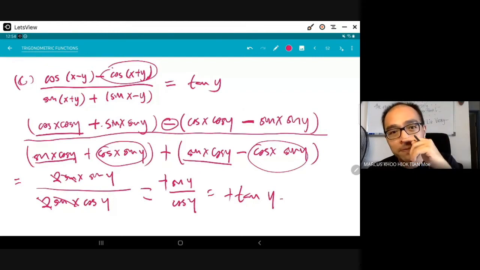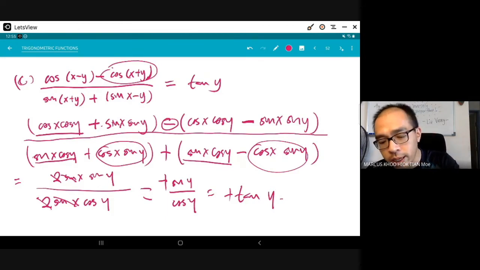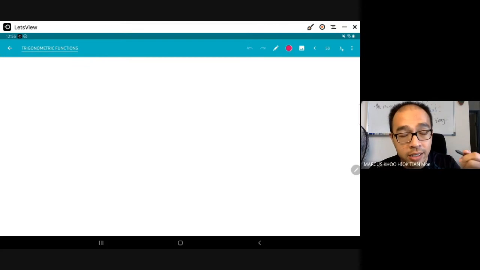Okay, so the first use of the addition formula is obviously to prove trigonometric identities. But that's not the only use. We can also use the addition formula to find values.